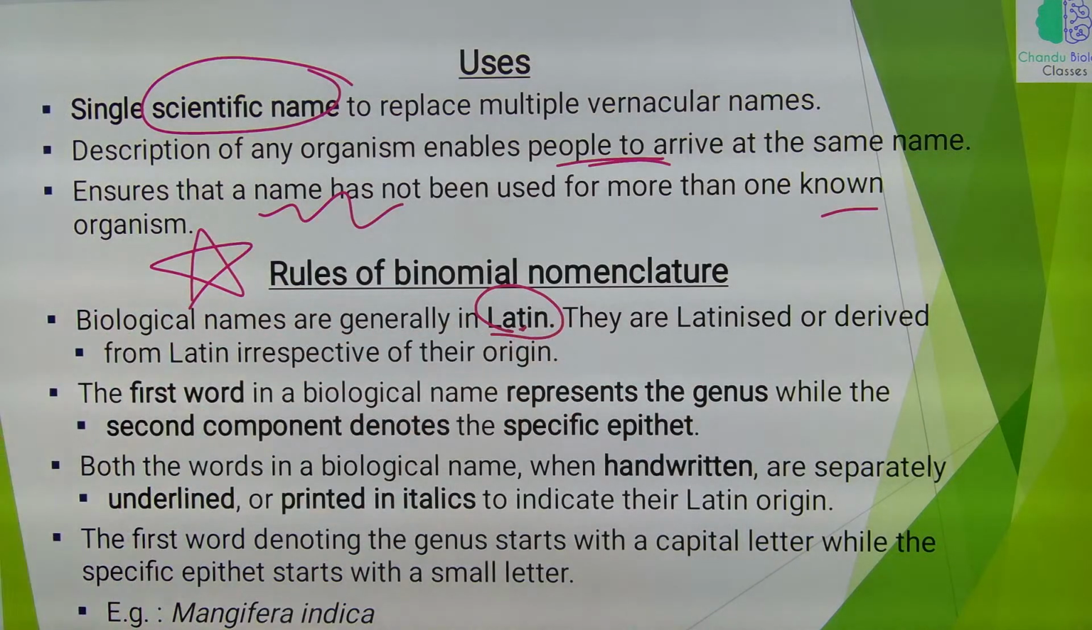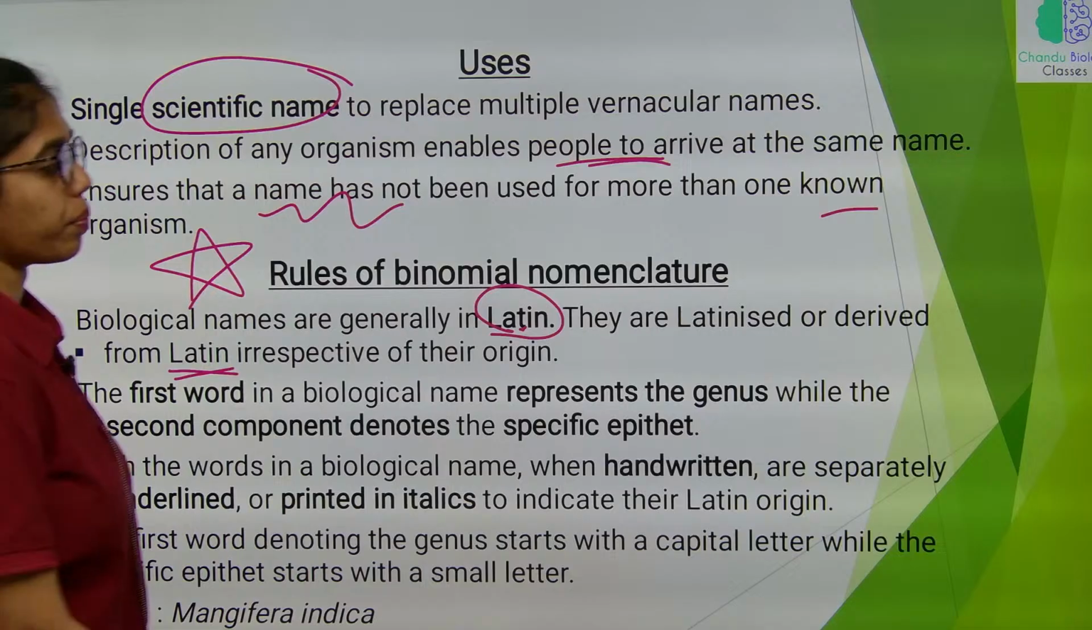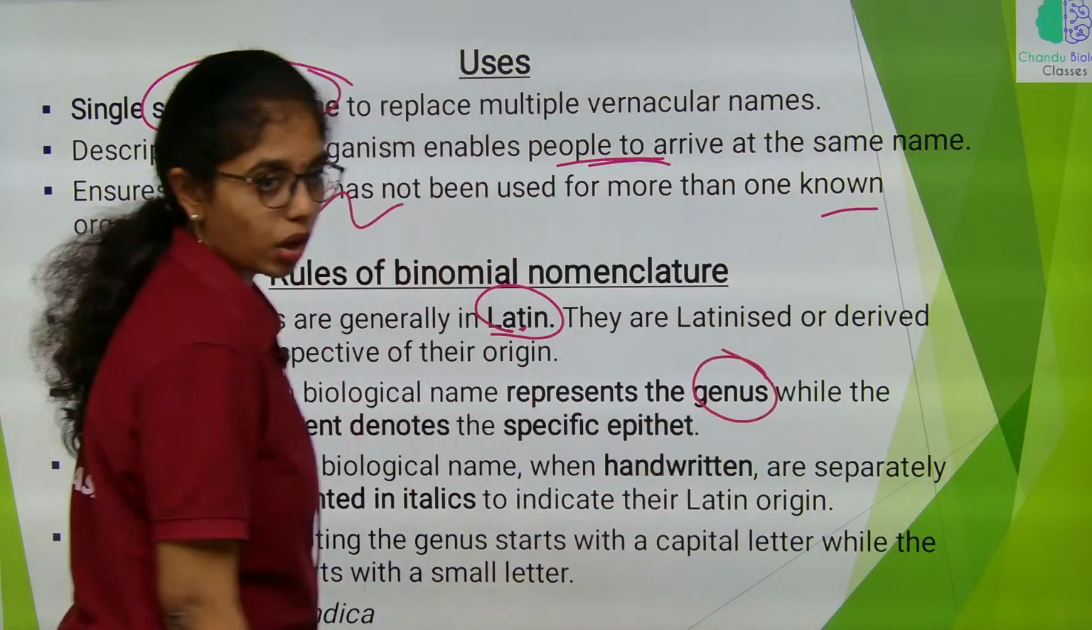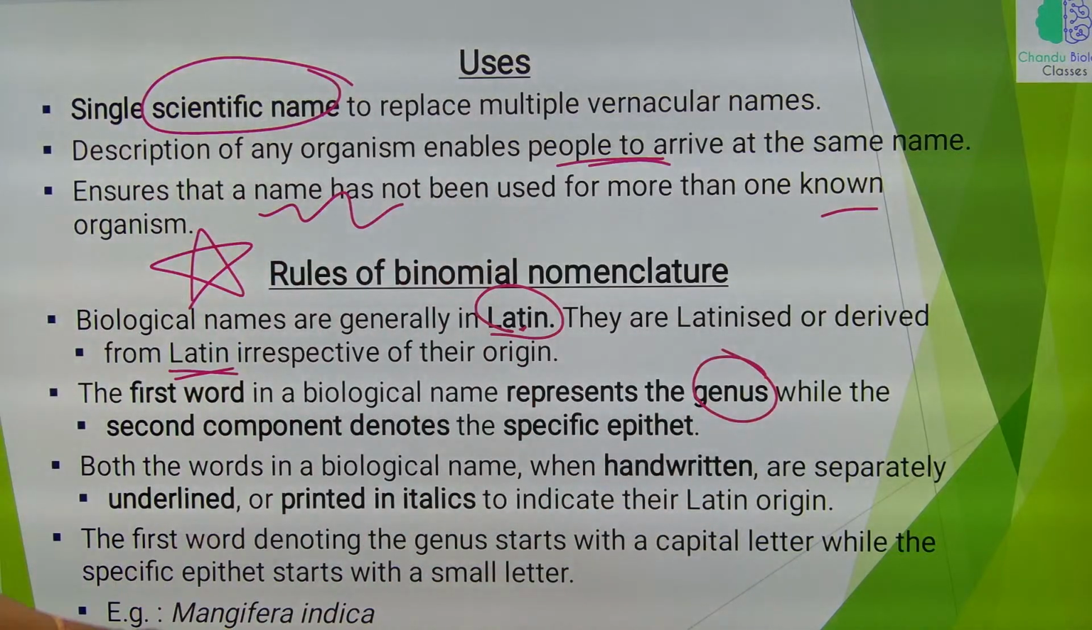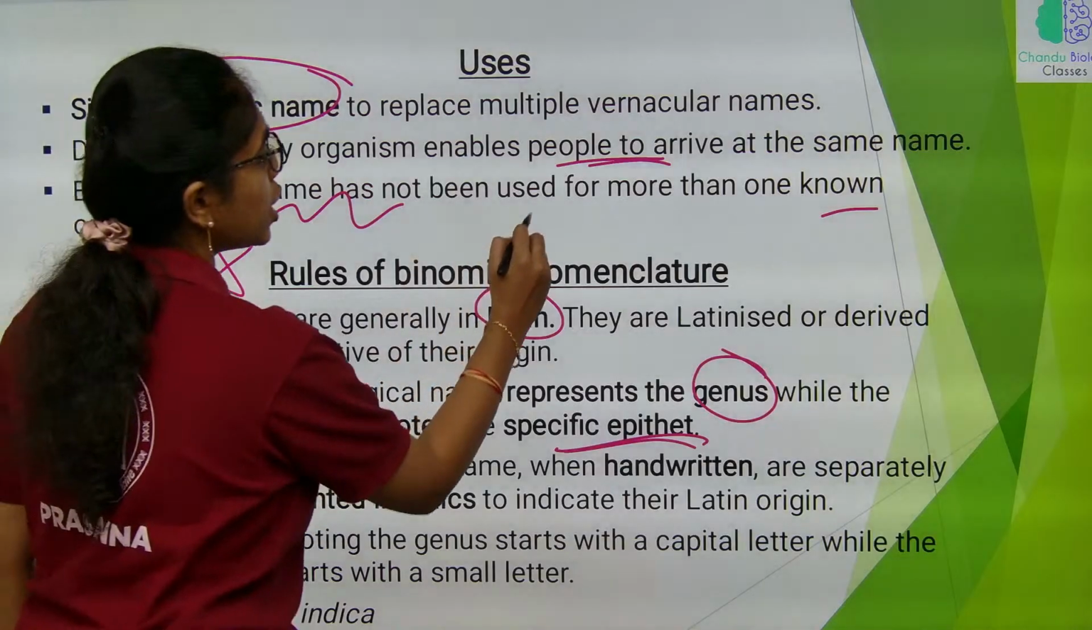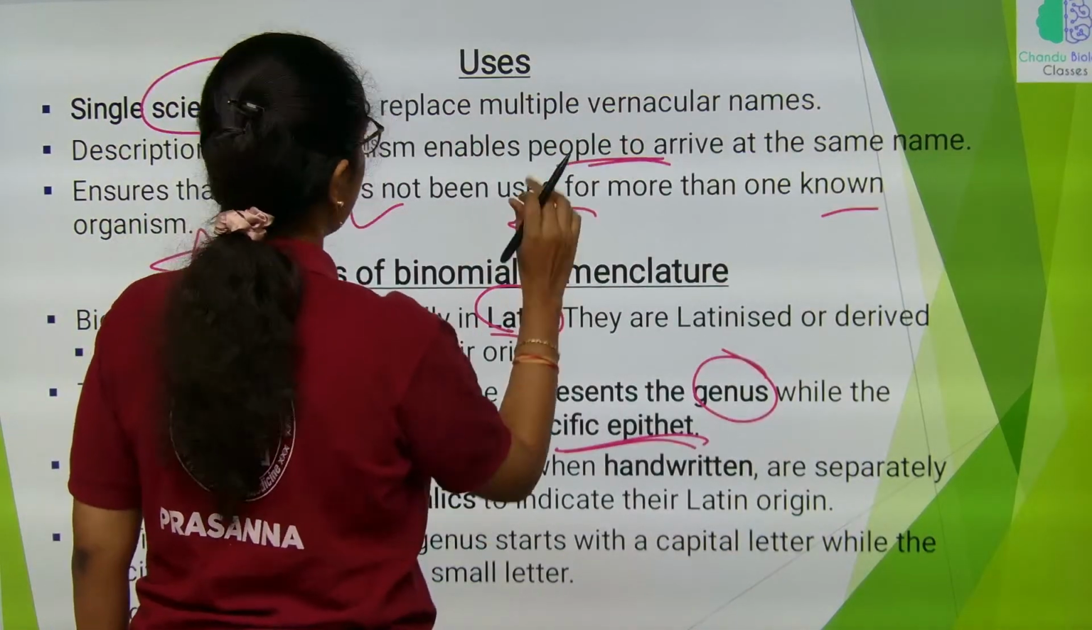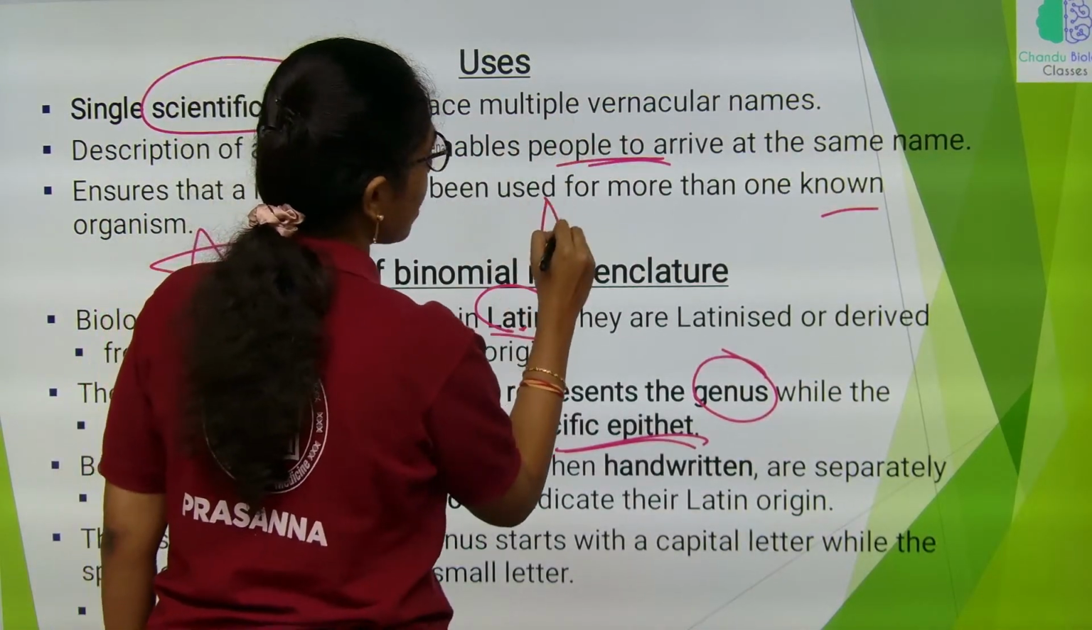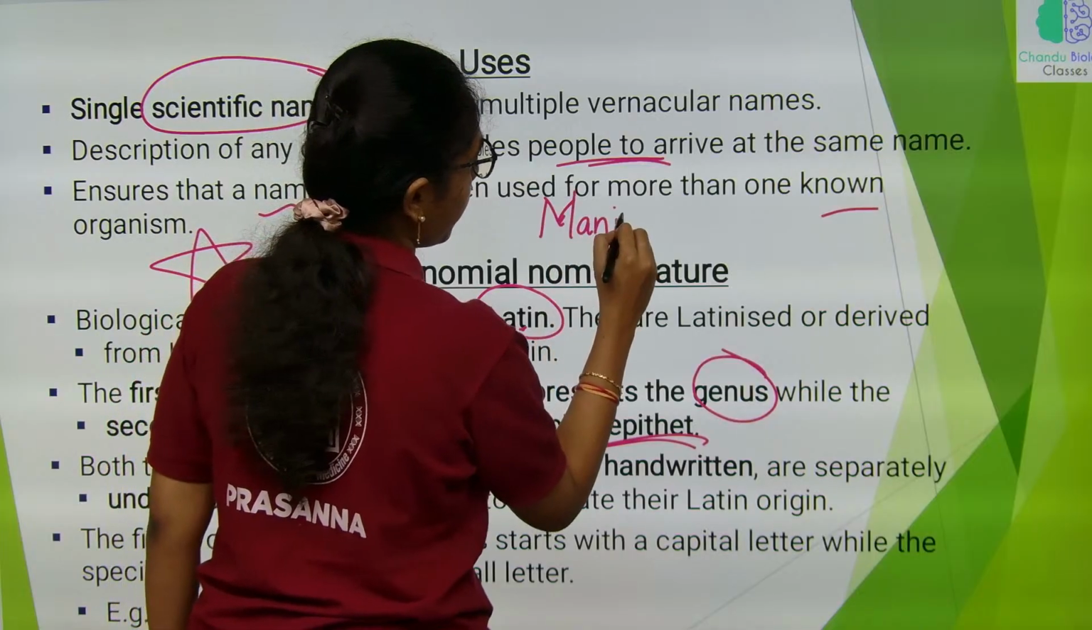They are Latinized or derived from Latin irrespective of their origin. The first word in a biological name will represent the genus, while the second component will denote the specific epithet. Both the words of the biological name, when they are handwritten, should be underlined separately. For example, Mangifera indica.